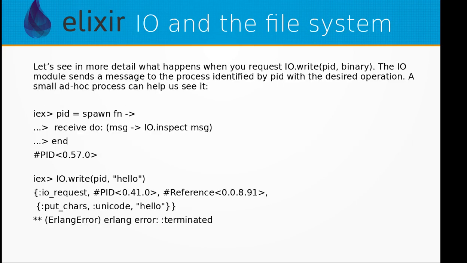Let's see in more detail what happens when you request IO.write(pid, binary). The IO module sends a message to the process identified by pid with the desired operation. A small ad hoc process can help us see it. So pid = spawn(fn -> receive do message -> IO.inspect(message) end end). And when you run IO.write(pid, "hello"), you're writing to the process ID, sending a string.